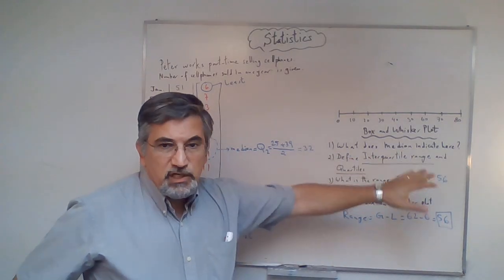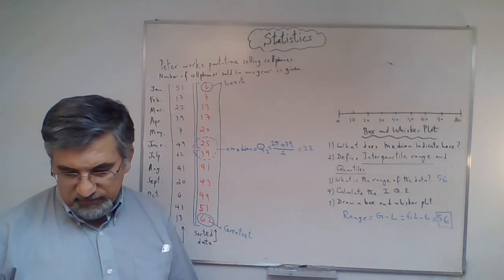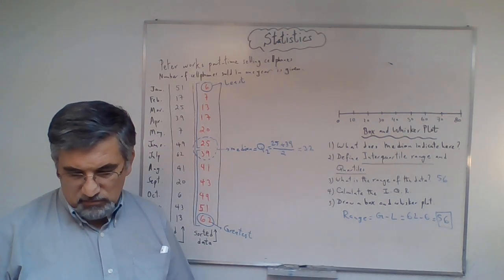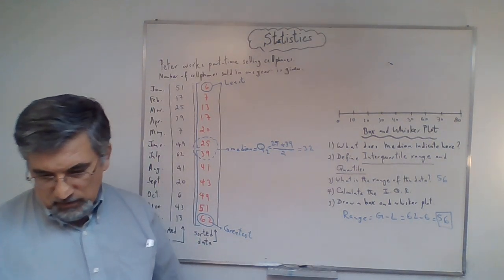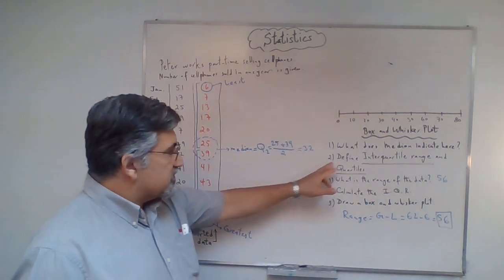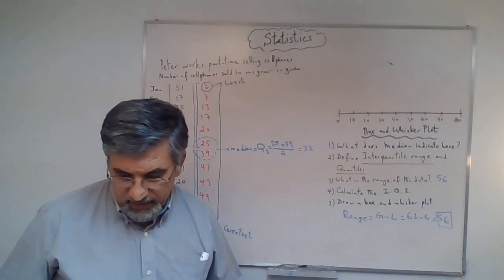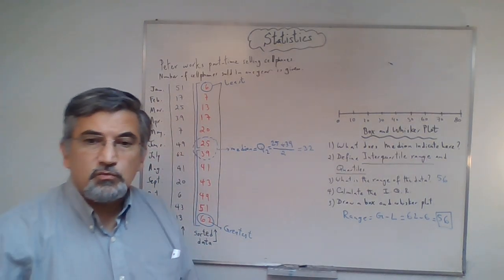So what does the median indicate? We mentioned that. It indicates that half of his monthly sales were more than 32 cell phones, and half were fewer than 32 cell phones. Then it says define interquartile range, and the quartiles. So what are these?